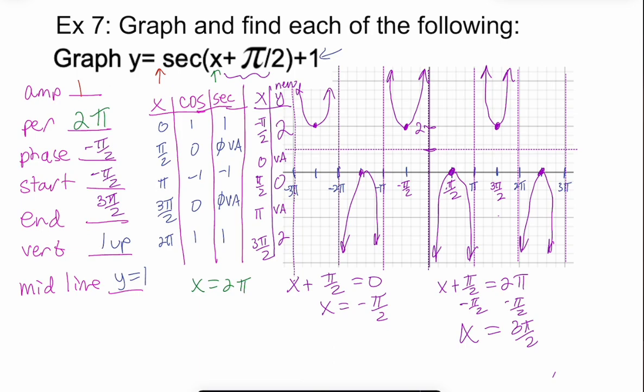Okay. Do we have any questions about what you see there for example 7? I believe we graph one more together. And then just like our cosine homework, there's 4 of these. Now these are going to be due at the beginning of next week. I'll check what it says in Google Classroom, but I believe it's maybe Wednesday of next week. Oh, there's only 2. Hey, that's even better.